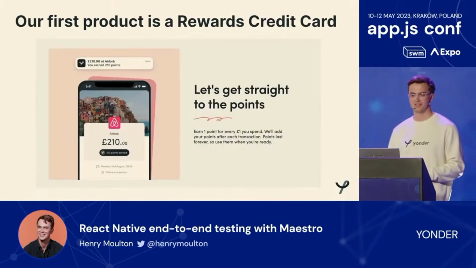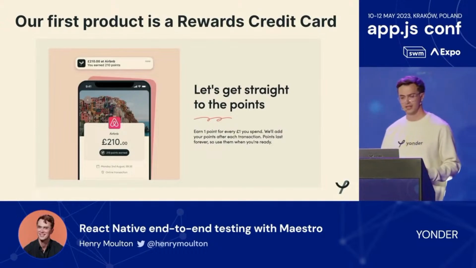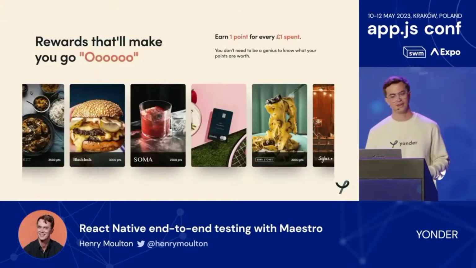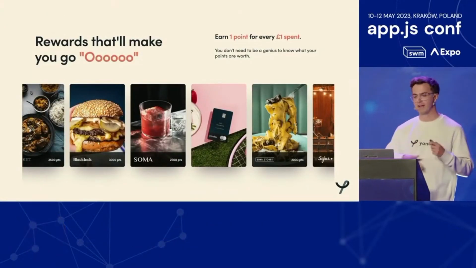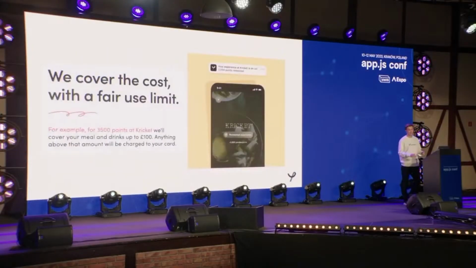Our first product is a rewards credit card. You spend £210 at Airbnb, you get 210 points. £1, 1 point. And for every pound you spend, you can rack up those points to spend on restaurants and bars and experiences across London. For example, Cricket is a really great Indian food restaurant in London. And let's say you had racked up 3,500 points, that would cover your entire meal and drinks for up to £100.